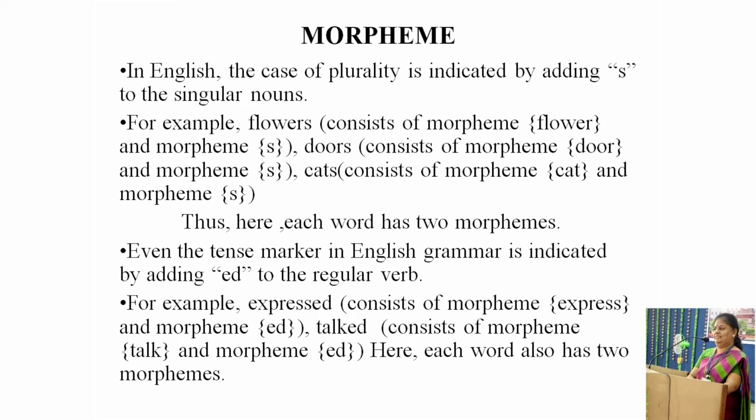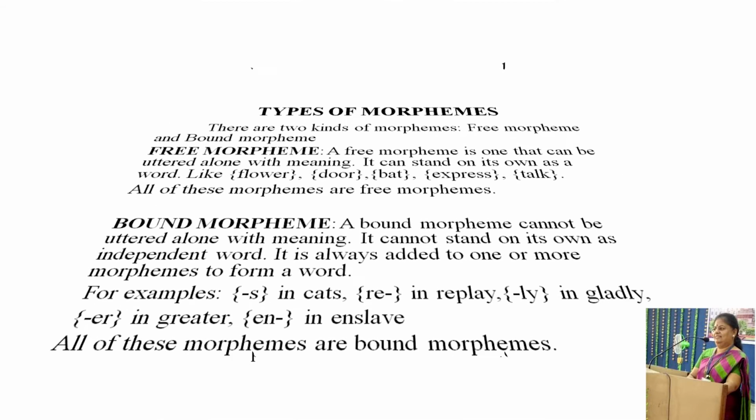Even the tense marker in English grammar is indicated by adding "ed" to the regular verb. For example, expressed consists of the morpheme express and the morpheme "ed." Talked consists of the morpheme talk and the morpheme "ed." Here, each word also has two morphemes.